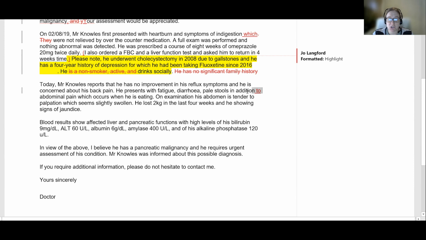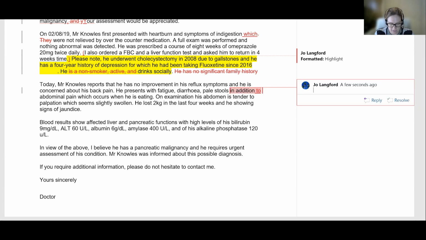So "in addition to" works like a connector, like "and" or "as well as". So "in addition to", in the middle of a sentence, is akin to "and" or "as well as". If you're going to use "in addition", you need to use it with a comma at the beginning of a sentence only. Okay, it's not a connector.